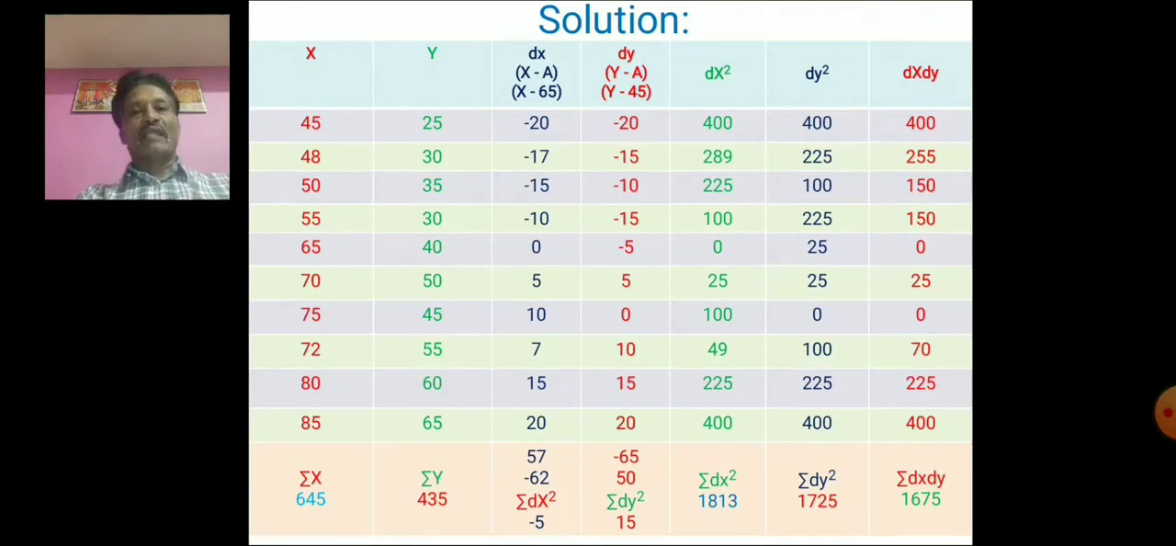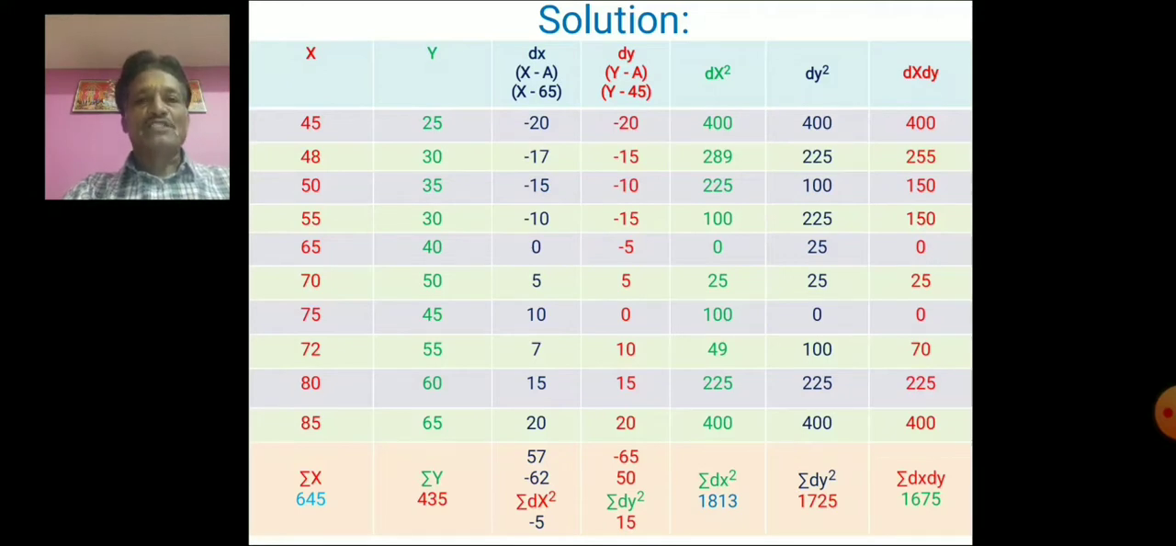So here the values we have entered in the x column are 45, 48, 50, 55, 65, 70, 75, 72, 80, 85, and the total is equal to 645. In the same way you have to enter all the y values. The y values are 25, 30, 35, 30, 40, 50, 45, 55, 60, 65, and you can take the total of all the y values. The sum of y is equal to 435.